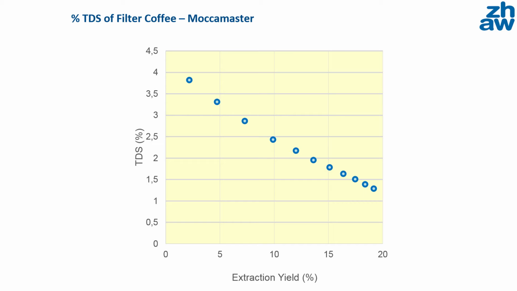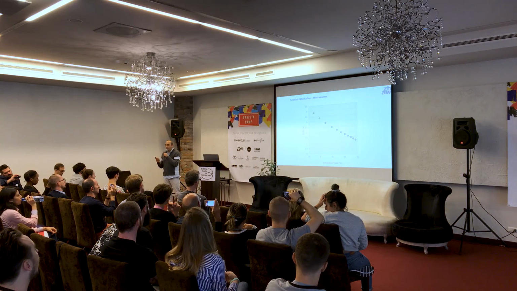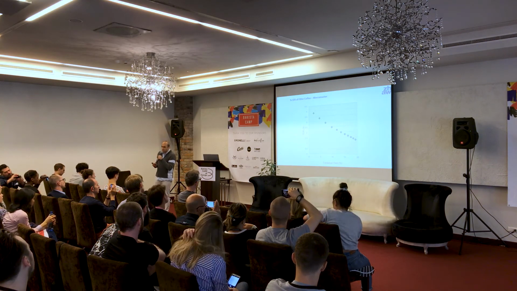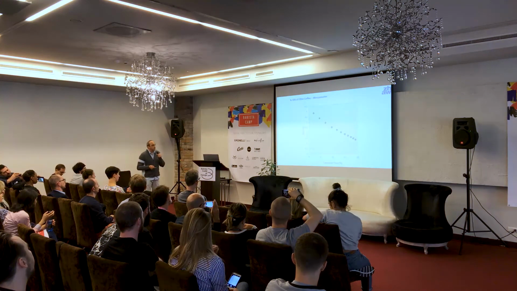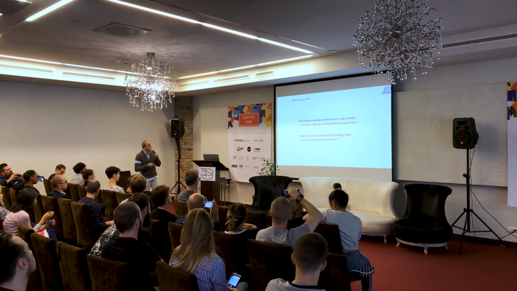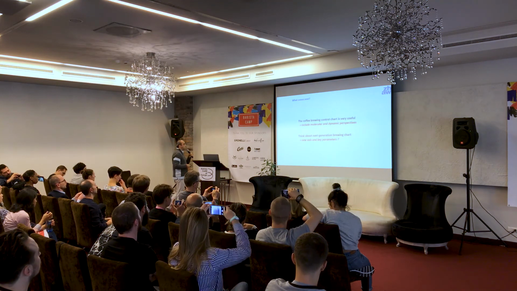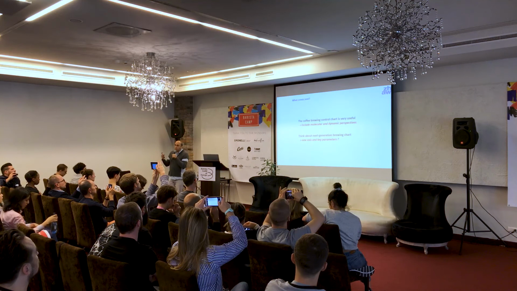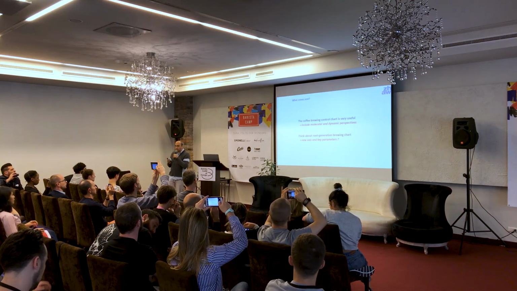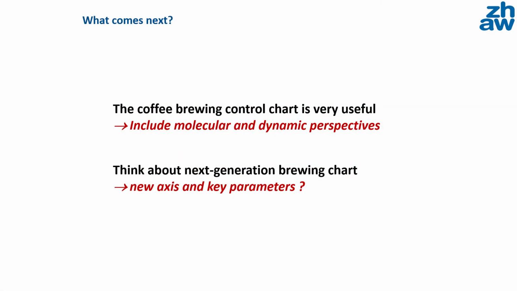The compounds we're working on, trying to develop the other compounds. So trying to stick with the brewing chart, but to make it a little bit more useful in aspects of dynamics and molecular. So what comes next? The brewing chart is very useful. Everybody uses it, most people understand it. Of course, it's quite old. It's been around since the 60s. And it would require perhaps a little bit of rethinking.